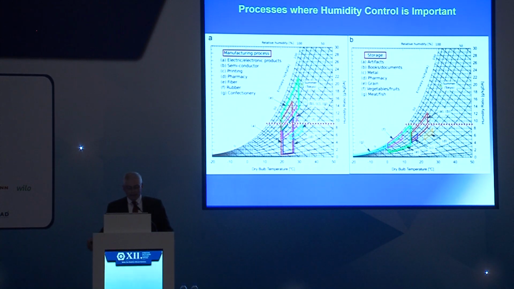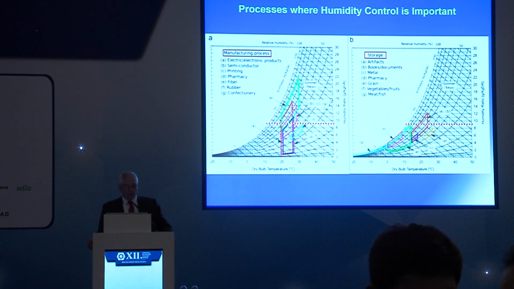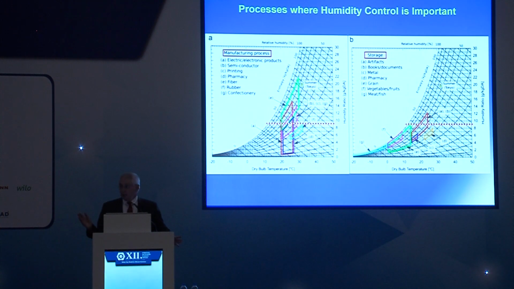If you look at where desiccants can be applied, you can see many manufacturing processes: electronics, semiconductor, printing, and pharmaceuticals, where having dry air is very important when they make tablet-size products, fibers, confectionery, and in storage. Artifacts, books, and documents have to be kept in a certain relative humidity and temperature range, so many times these systems are used, and you can see the various regions on the two psychrometric charts you see here. So beyond building comfort cooling or comfort air conditioning, desiccants are used in many other industries.